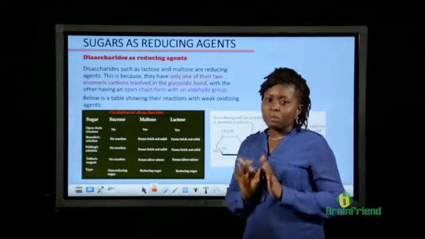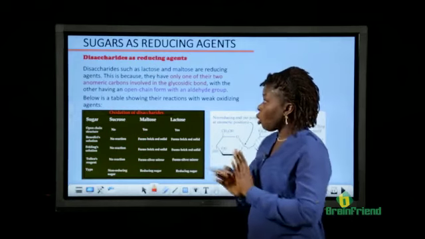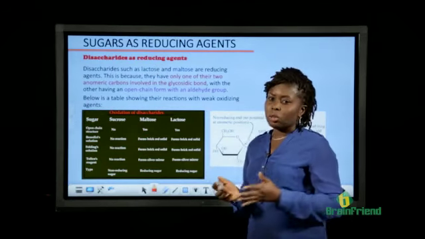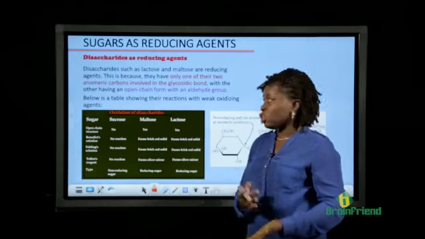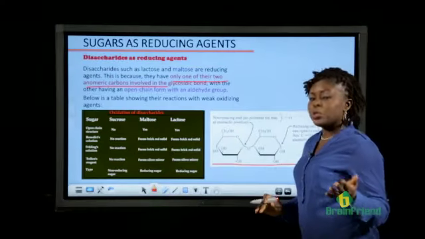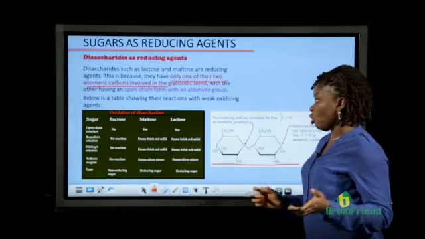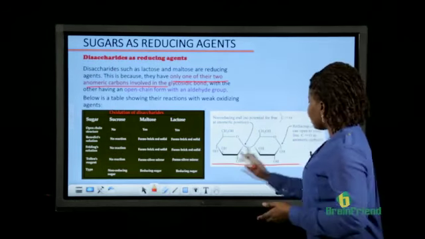Disaccharides also, we mentioned that some disaccharides are reducing agents. So this is to say that not all of them are reducing agents. So what makes some disaccharides reducing agents and others not? Disaccharides that are reducing agents are so because they have only one of their anomeric carbons involved in what we call a glycosidic bond. Now, this is a disaccharide, okay? From our previous class, we learned that disaccharides are made up of 2 sugar units or 2 monosaccharides, okay? So this is a disaccharide.